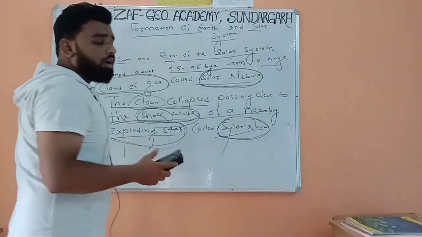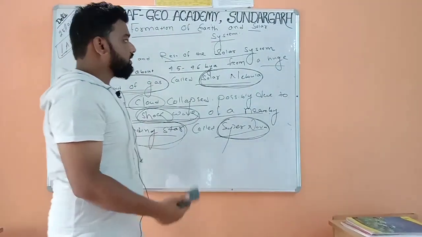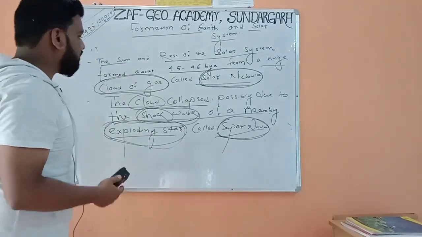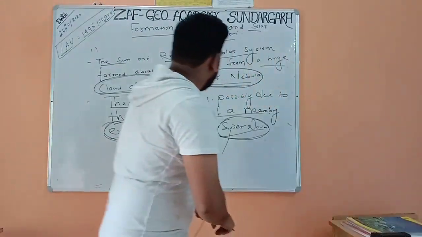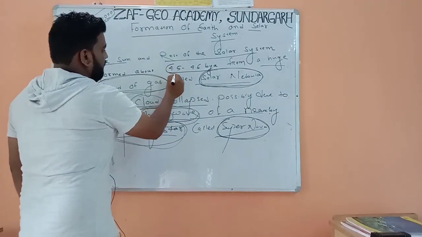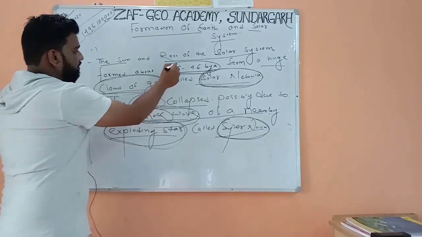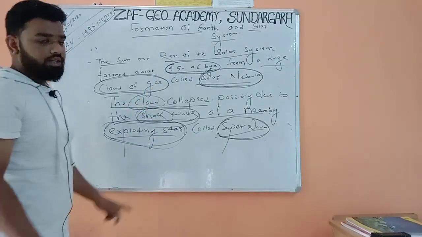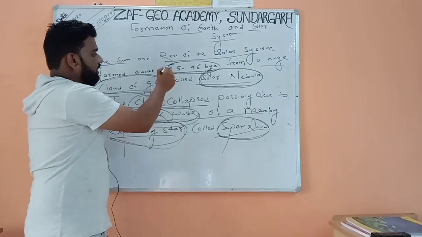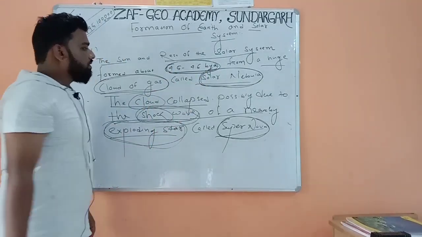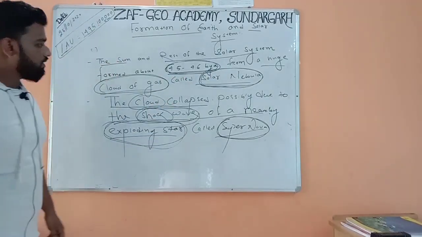Okay, so this is the basic idea of how our solar system came into existence. Here the important figure is 4.5 to 4.6 billion years ago. I have told in the previous lecture also that this is often asked in the NET, GATE or JAM exams. The age of the Earth and the solar system, 4.5 to 4.6 billion years ago. So note it down.